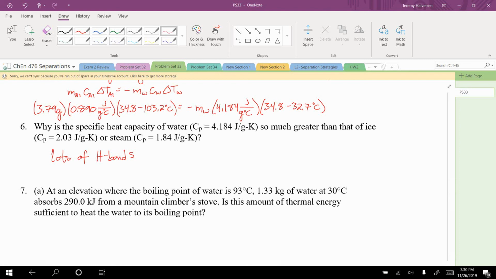Ice also has a lot of hydrogen bonds, but ice does not have as much translational, rotational, or vibrational motion as water does. So water has all that motion, which solid doesn't. Now gas also does have that motion, but gas doesn't have the hydrogen bonds. Three fields of motion. Degrees is what I'm looking for, not fields.